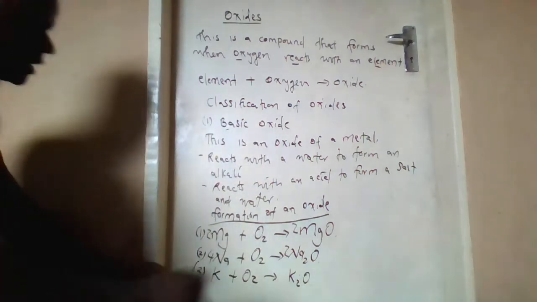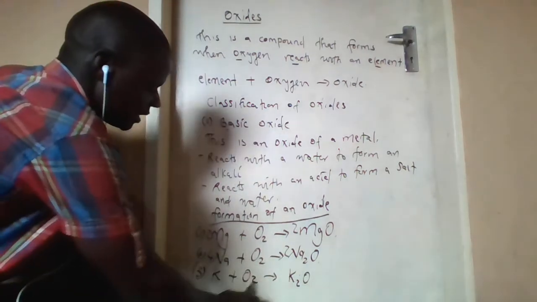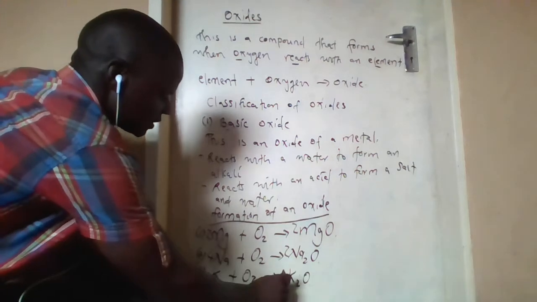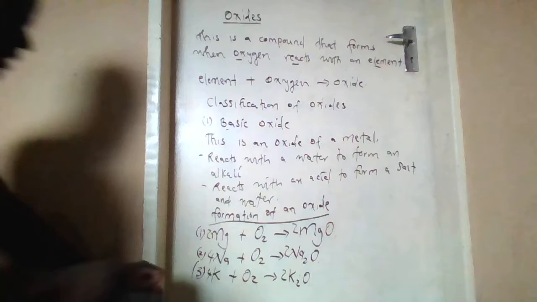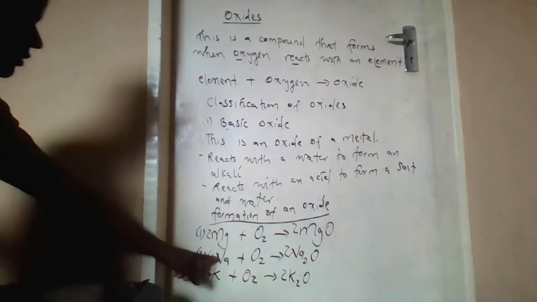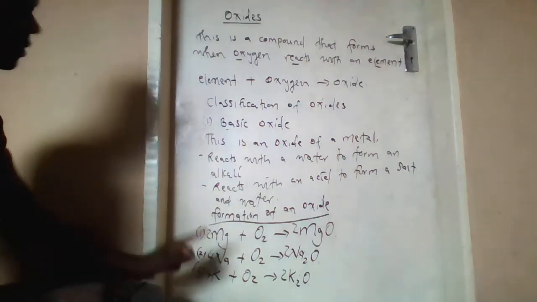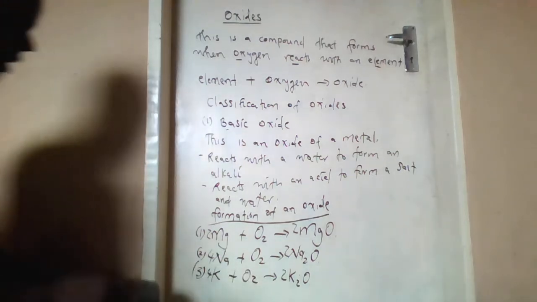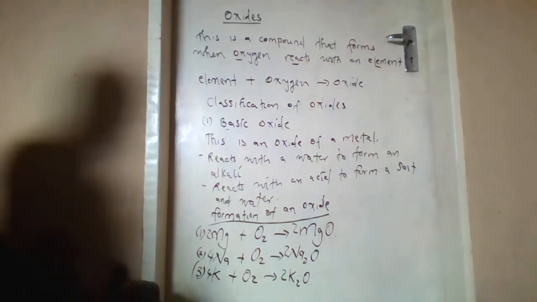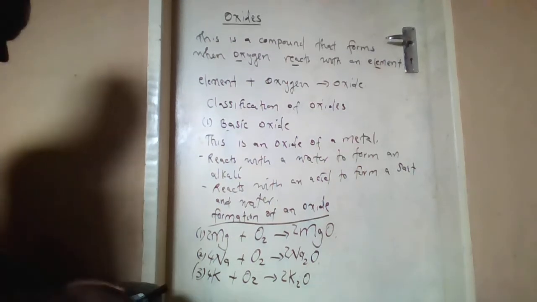Potassium oxide. But if I want to balance it up, here there are 2 oxygen, 1 oxygen, so I'll put a 2. Now there are 4 potassium, then I'll put a 4 there. Remember, sodium and potassium belong to the same group of the periodic table, group 1, so the way they react will be similar. So these are good examples of basic oxides.